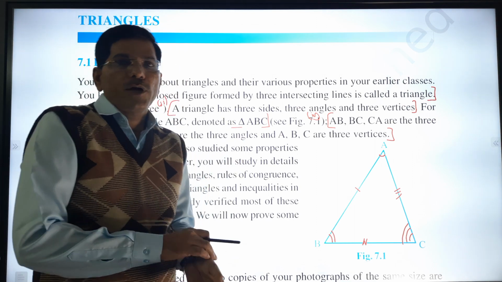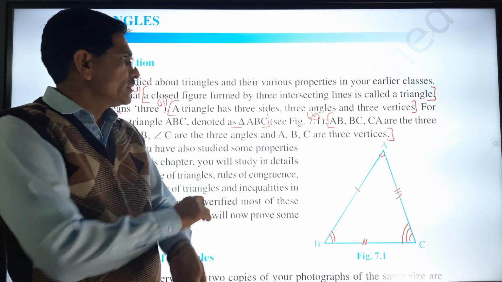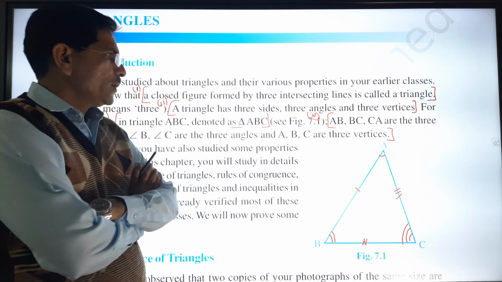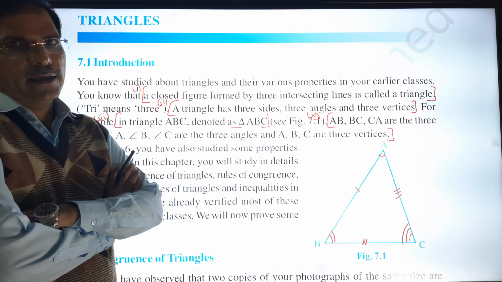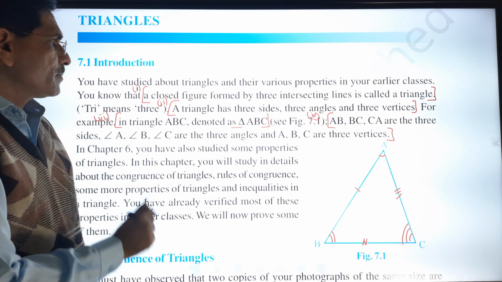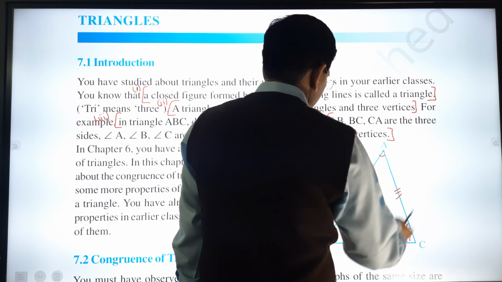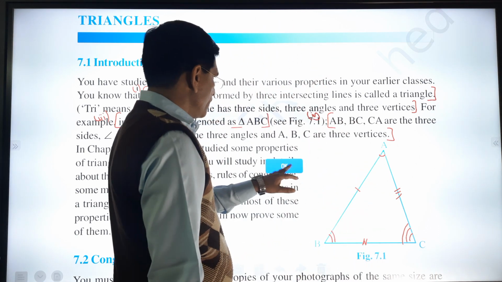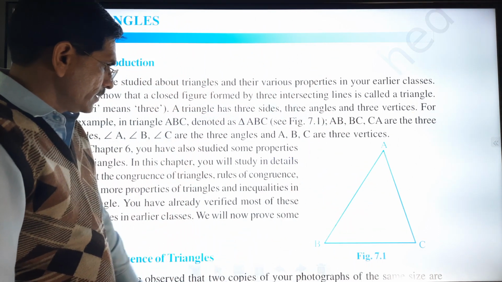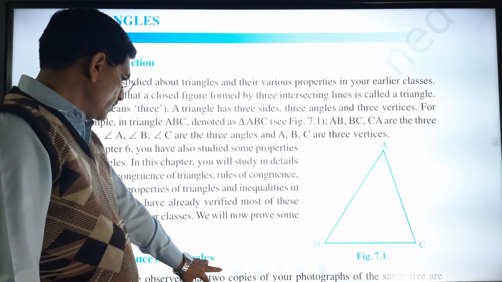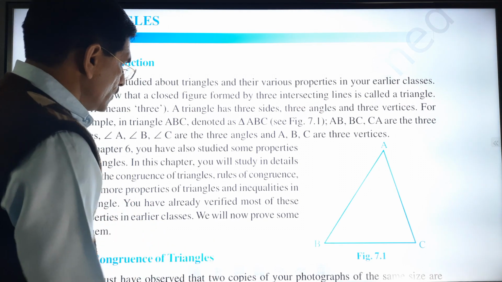I hope you have written all the important four or five points with the diagram. One more example we can say. I will rub everything out, and now we go for some more slides.